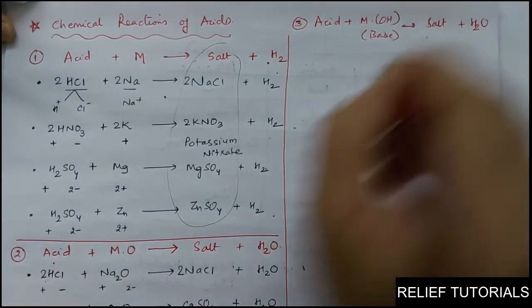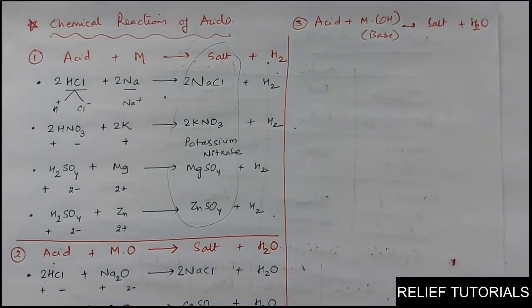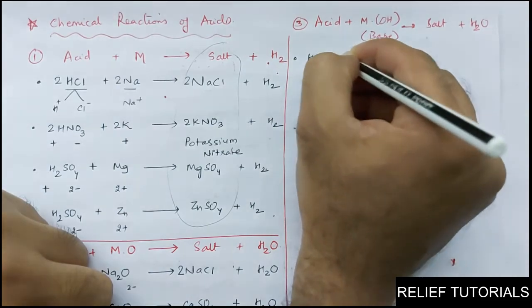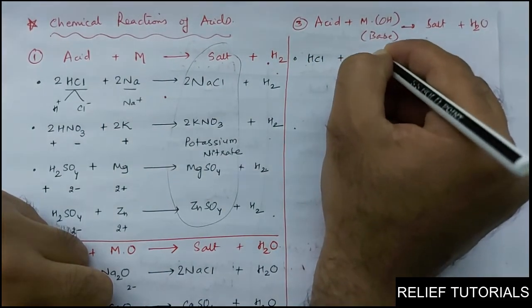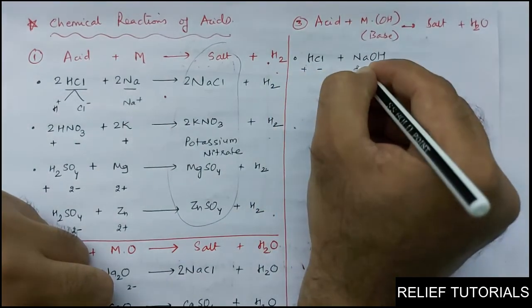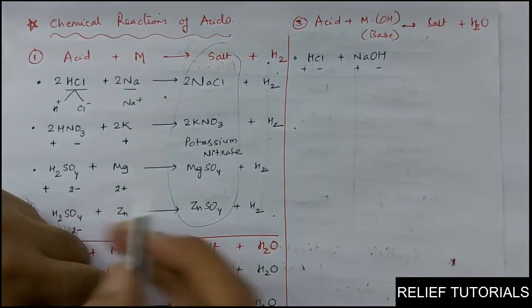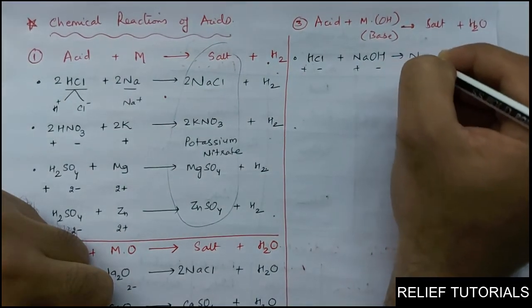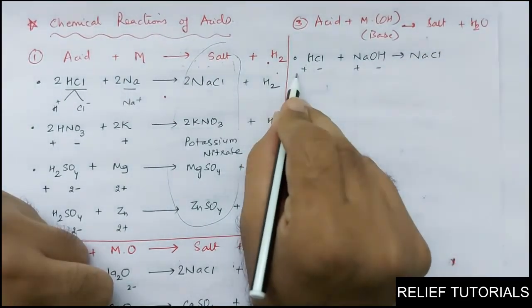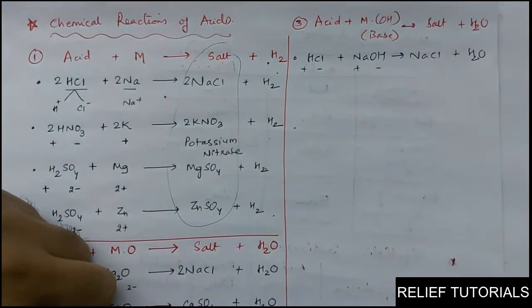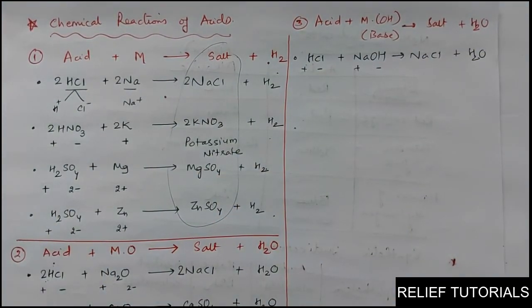It's a very old example. Let us take some examples for that also. Acid, let us say HCl, and base, let us say NaOH. Now H is plus, Cl minus, Na plus, OH minus. Now Na plus reacts with Cl minus to form NaCl, salt, and H plus reacts with OH minus to form water. Complete balanced equation.